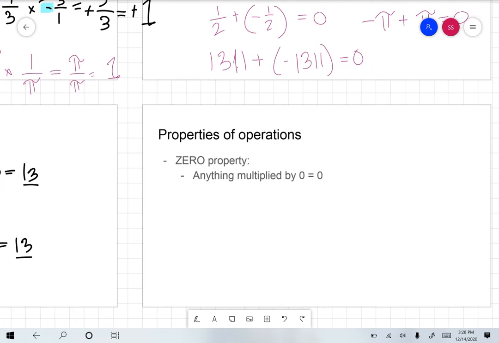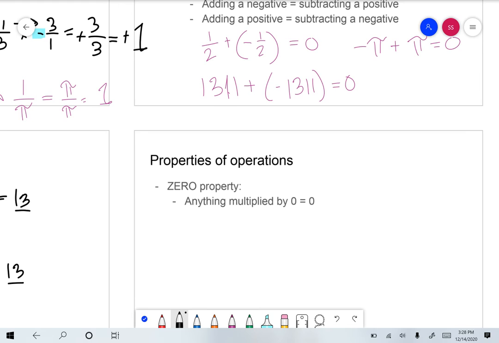The last one is even more simple, the 0 property. Anything multiplied by 0 is 0. Literally any number. Any number you could think of times 0 will always be 0. Again, it works for literally any number.